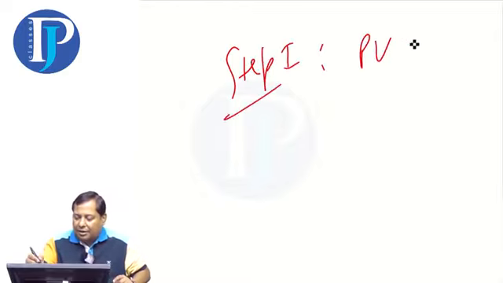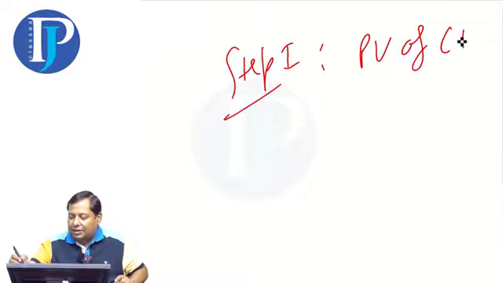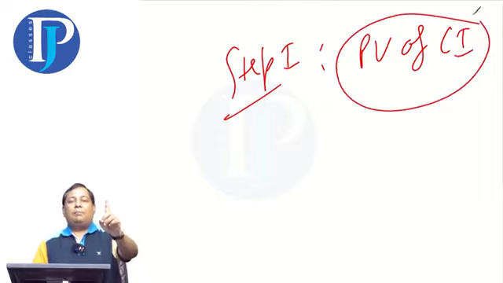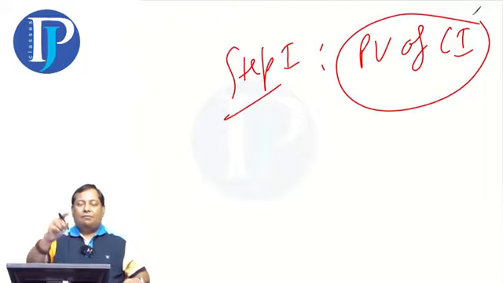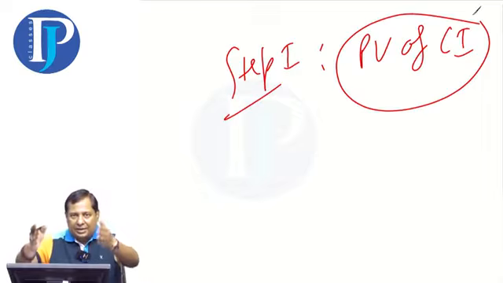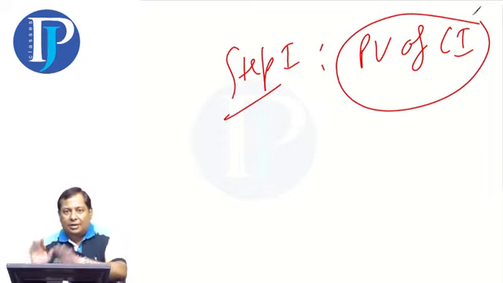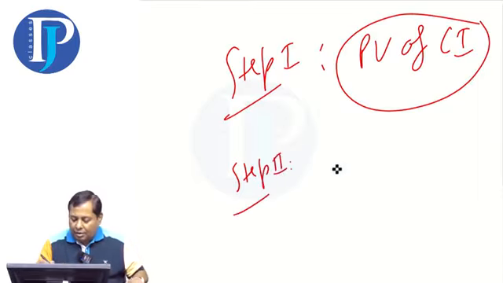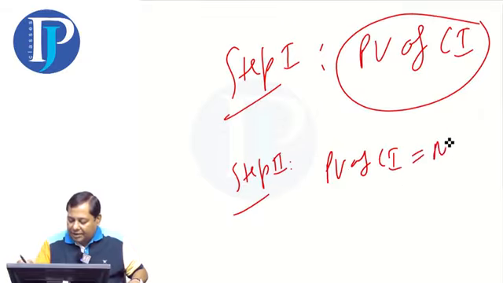The first step is to calculate the present value of cash inflows. For the down payment, the PV factor will be 1. For the first 2 years, the PV factor will be based on the rate. So the first step is to calculate the present value of the cash inflow. The second step: your present value of the cash inflow is your net selling price.